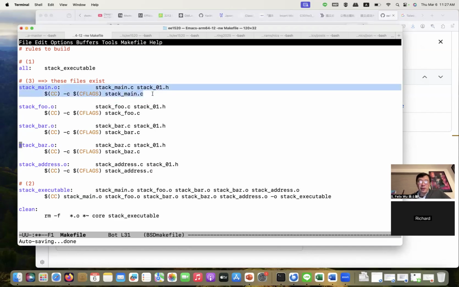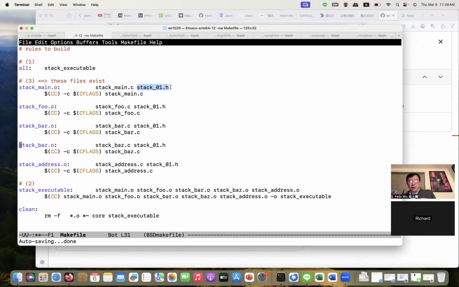Well, then that's interesting because in the dependency list of stack_main.o you have stack_main.c. Stack_main.c, number one, is not a target name. So there is no rule with the target stack_main.c. Similarly, stack_01.h doesn't have a rule with that target.